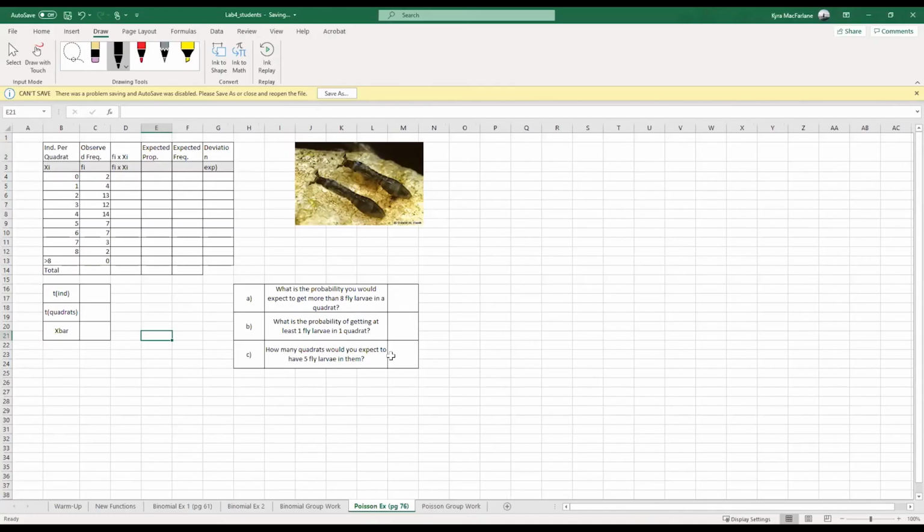I said before, this works very, very similarly to binomial. So the first thing that we can do is calculate the sum of our observed frequencies to get our total number of samples.